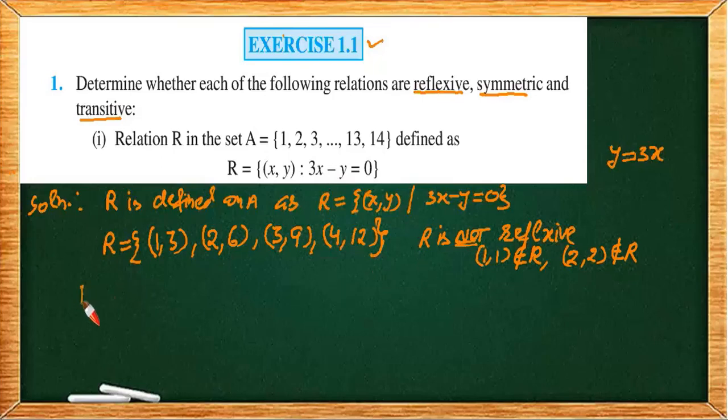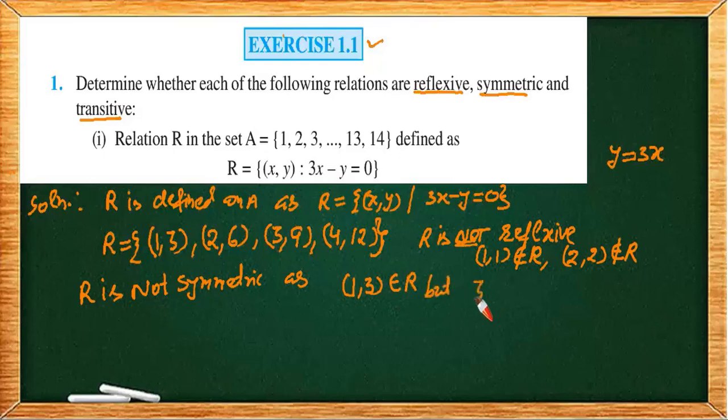Similarly, R is not symmetric, as the ordered pair (1, 3) belongs to relation R, but the ordered pair (3, 1) doesn't belong to R. 1 is related to 3, but 3 is not related to 1. Therefore, it is not symmetric.